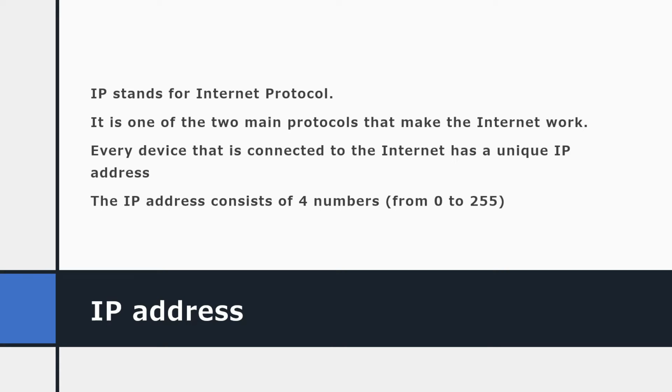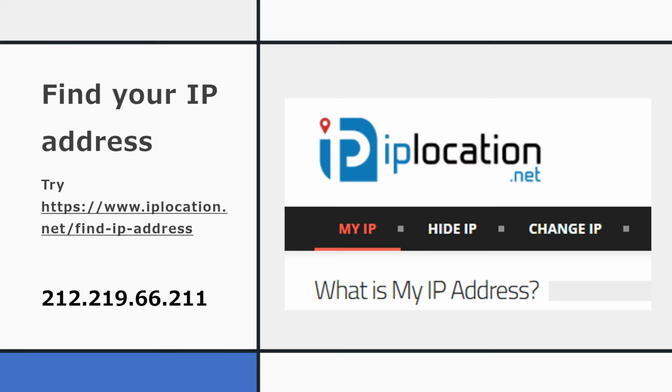There is a further protocol called IP, which stands for Internet Protocol, and together with TCP it makes the internet work. Every device that is connected to the internet has an IP address defined by the Internet Protocol, and it consists of 4 numbers from 0 to 255. There's a URL on the board, and you can use it to find your IP address, and I've given an example below. So if you want to go to that website and find the IP address of the device that you're using to watch this video, you can do that now or at the end of the video.